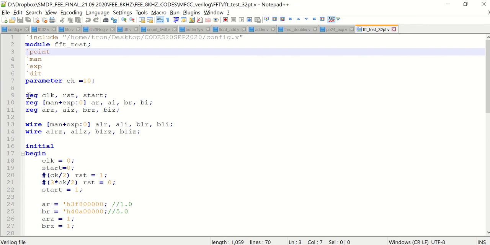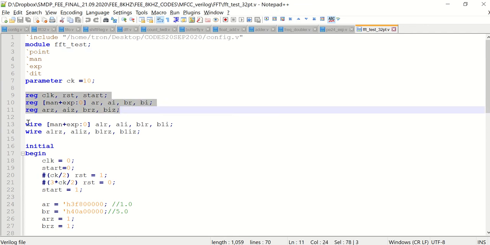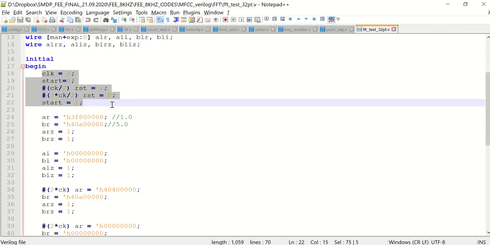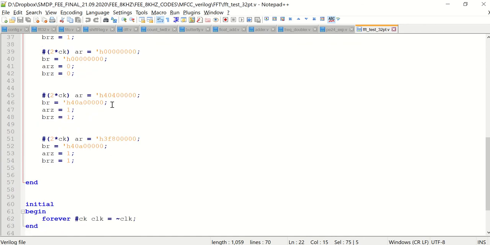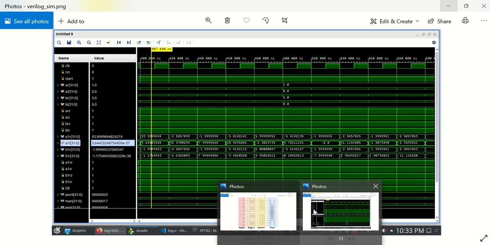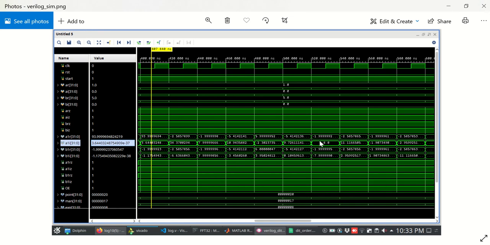So now let's see the test bench of this 32-point FFT. Here we have registered the inputs, and the outputs are wires, and these are the initial start, reset and clock conditions that are to be considered, and these are the set of inputs that we have taken. This is for the clock toggling every 10 nanoseconds, and this is the instantiation of our top module. Now this is the screenshot of the simulated FFT32 module. This is simulated in Vivado.